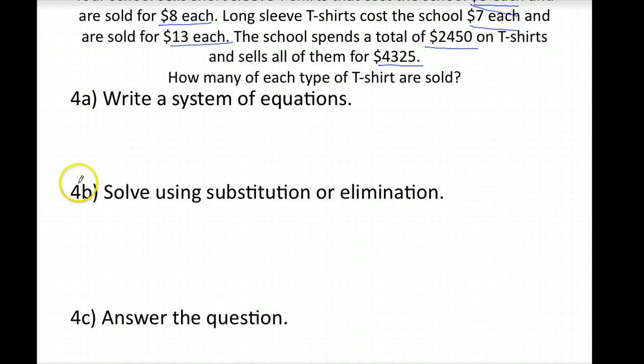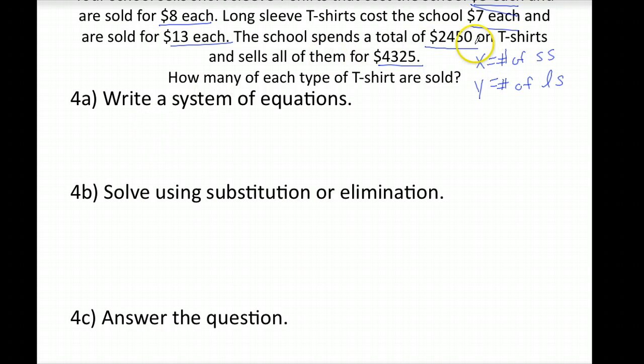First, we're going to write a system of equations. When we write a system of equations, we want to define the variables. Once again, as I said in the other one, I stick with x and y. So x I'm going to write as the number of short sleeve t-shirts. Y is going to be the number of long sleeve t-shirts. And the purpose of defining your variables is so that when you get your answer, you know what it means.